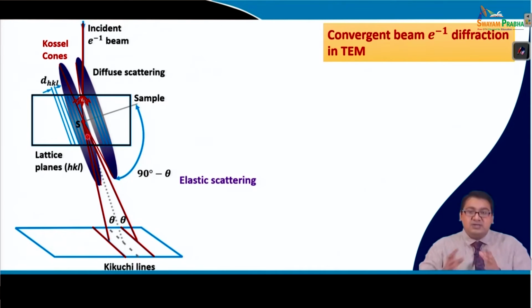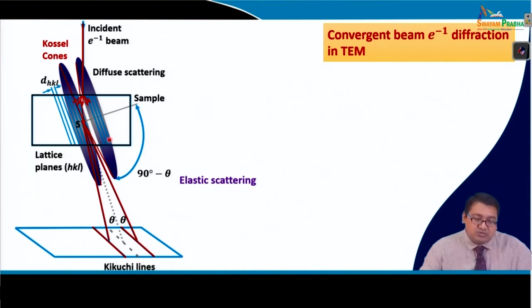So, when it falls on the phosphor screen, it forms two lines, and the angle between these two lines is basically 2 theta. If we make a bisector of this line, which is parallel to the HKL plane, then it becomes theta, and this one also theta, right. So, theta plus theta is 2 theta.